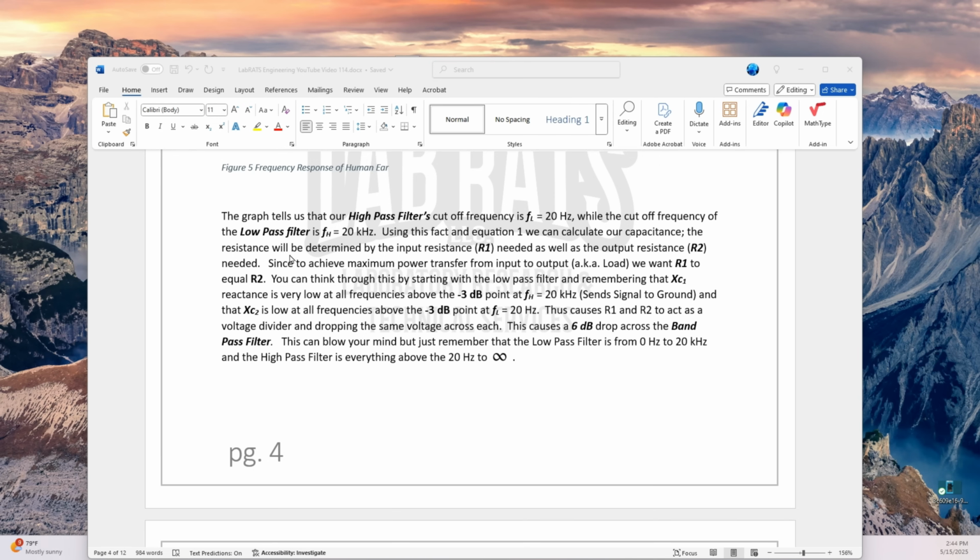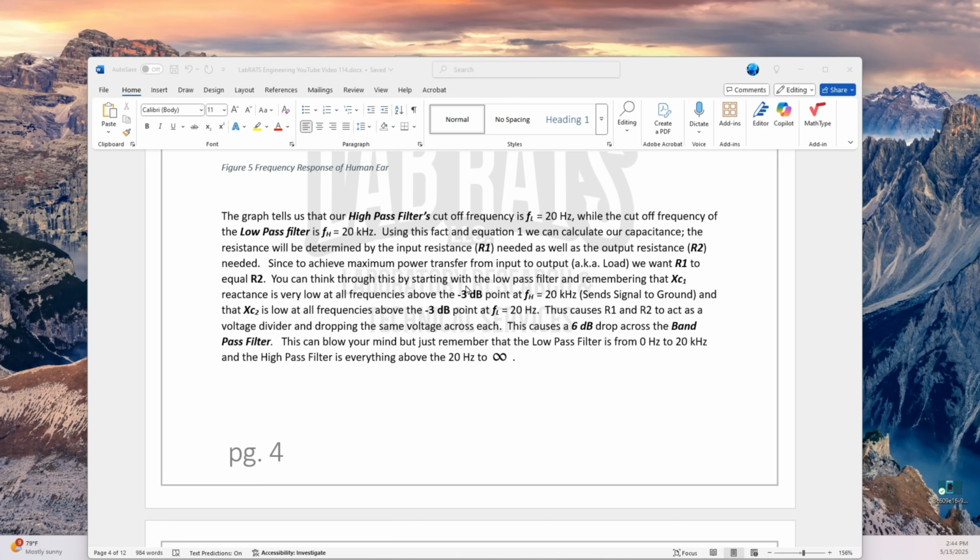The resistance will be determined by the input resistance needed as well as the output resistance needed, R2. Since to achieve maximum power transfer from the input to the output, aka load, we want R1 to equal R2. And when they have equal voltage across both of them, that is a half power drop or half voltage drop, and that will be your 6 dB point of your voltage drop.